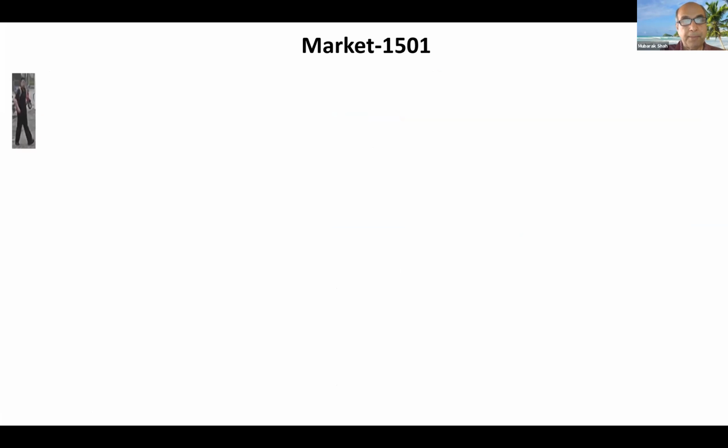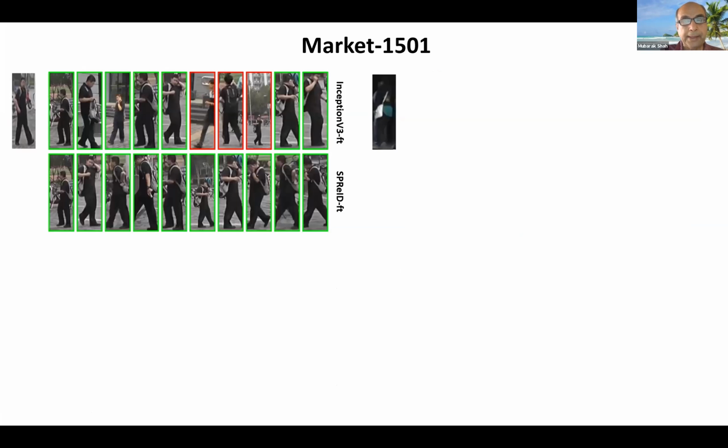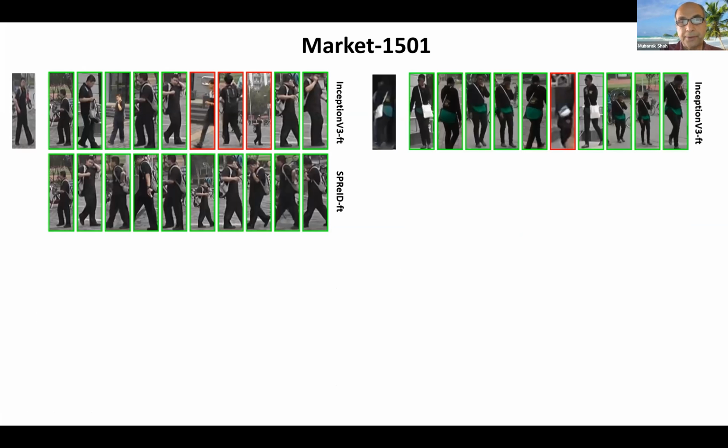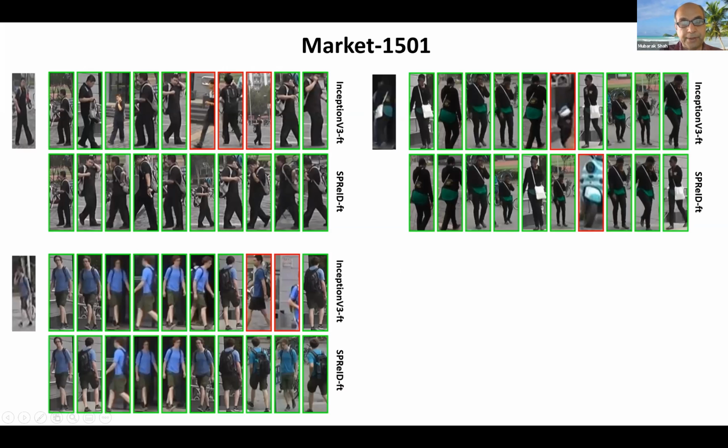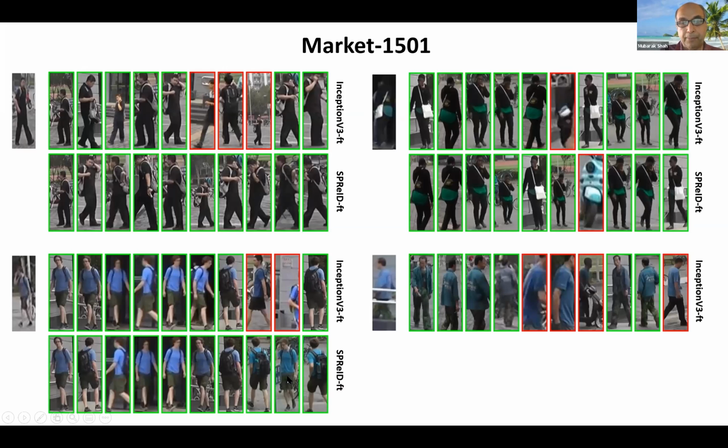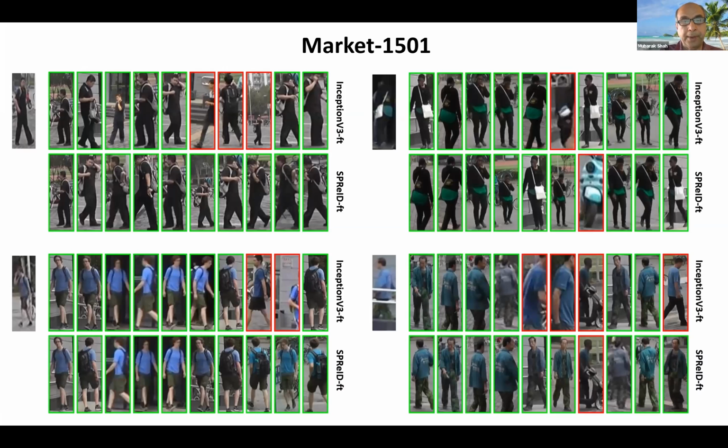We have similar results for Market. This is also a very difficult query image, and we somehow get confused by this motorbike. And this is another one, where we get all correct. And one more example like that.